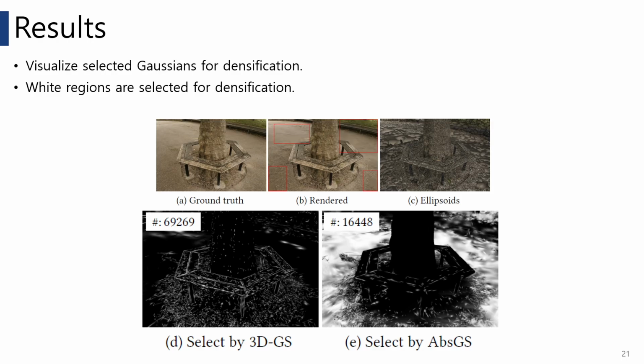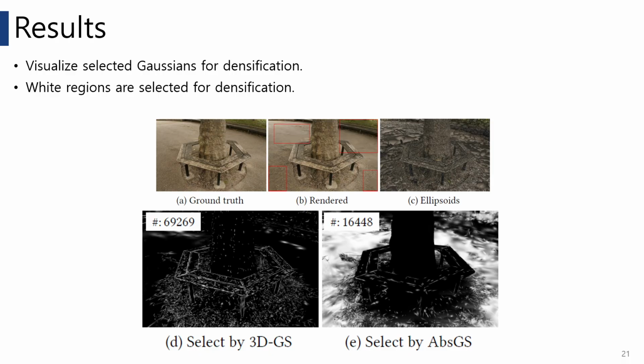Now let's look at the results of this approach. This slide visualizes the Gaussians selected for densification. The top row shows the ground truth, the rendered image with blurry areas, and the underlying ellipsoid for context. The key comparison is the bottom row. Image D shows that the original 3DGS selects over 60 million Gaussians, indicated by the white regions. However, it often fails to target the large, over-reconstructed areas effectively.